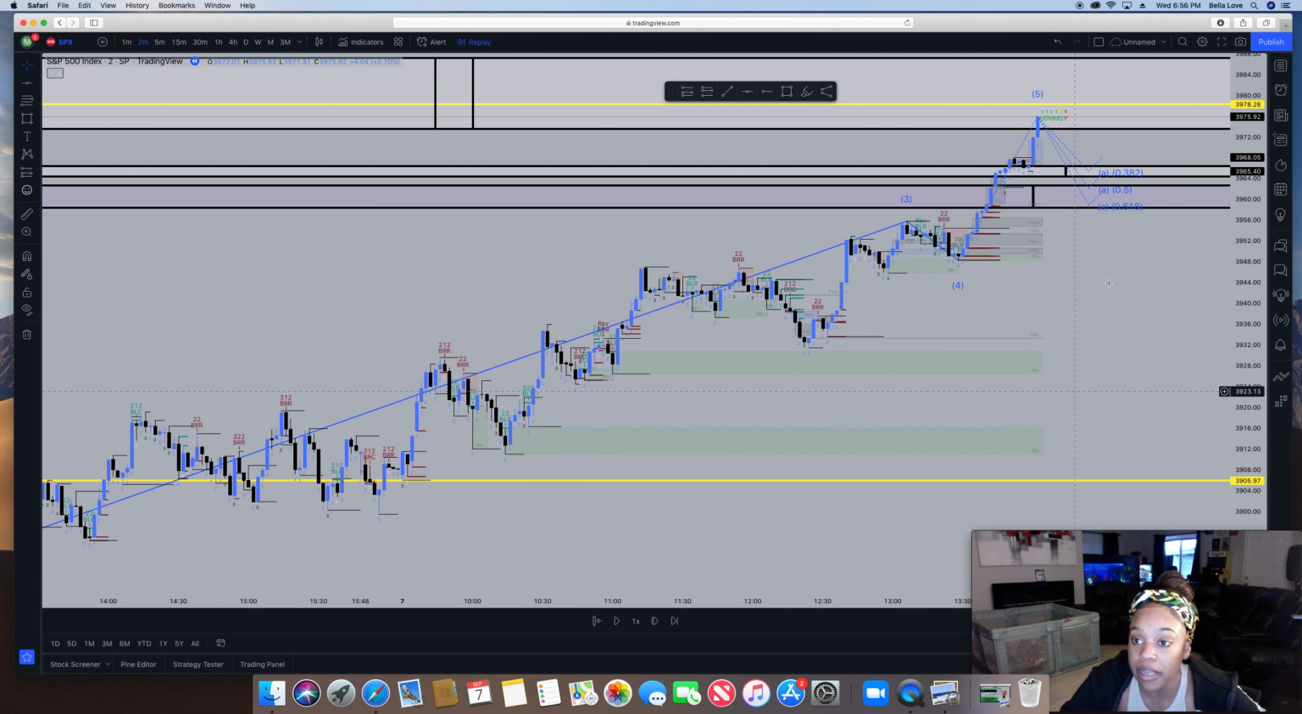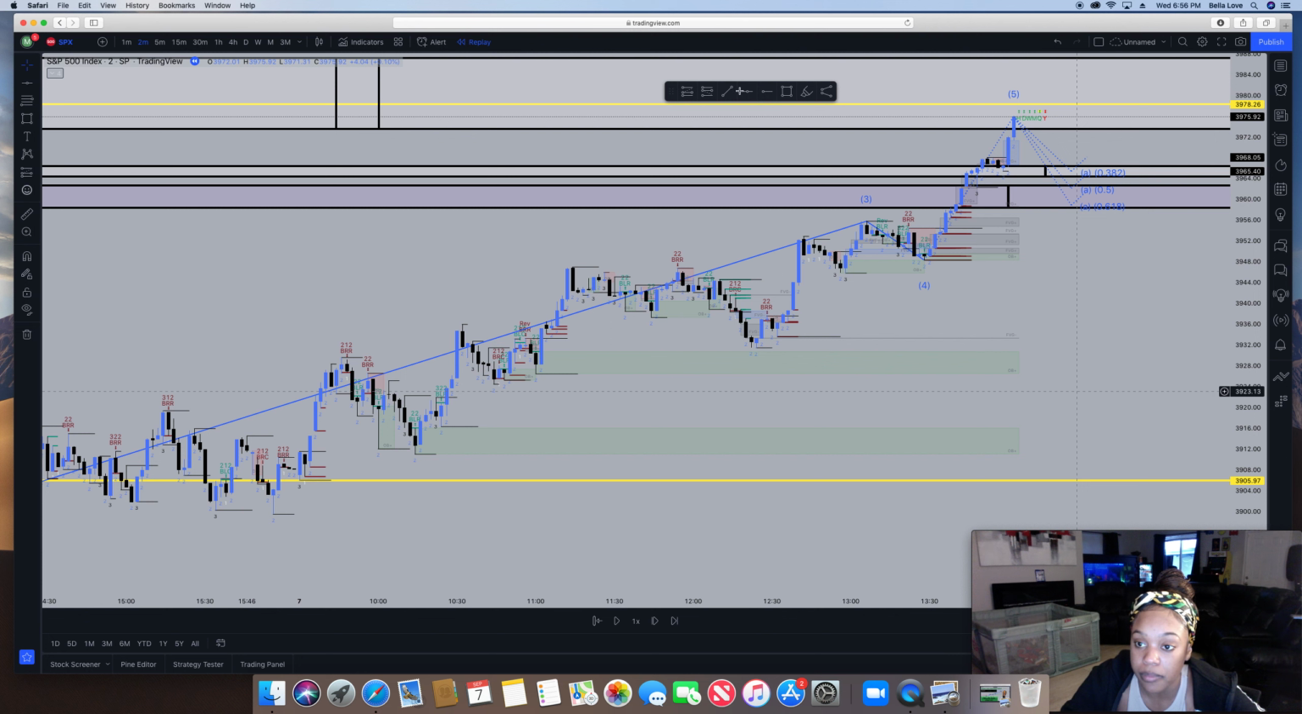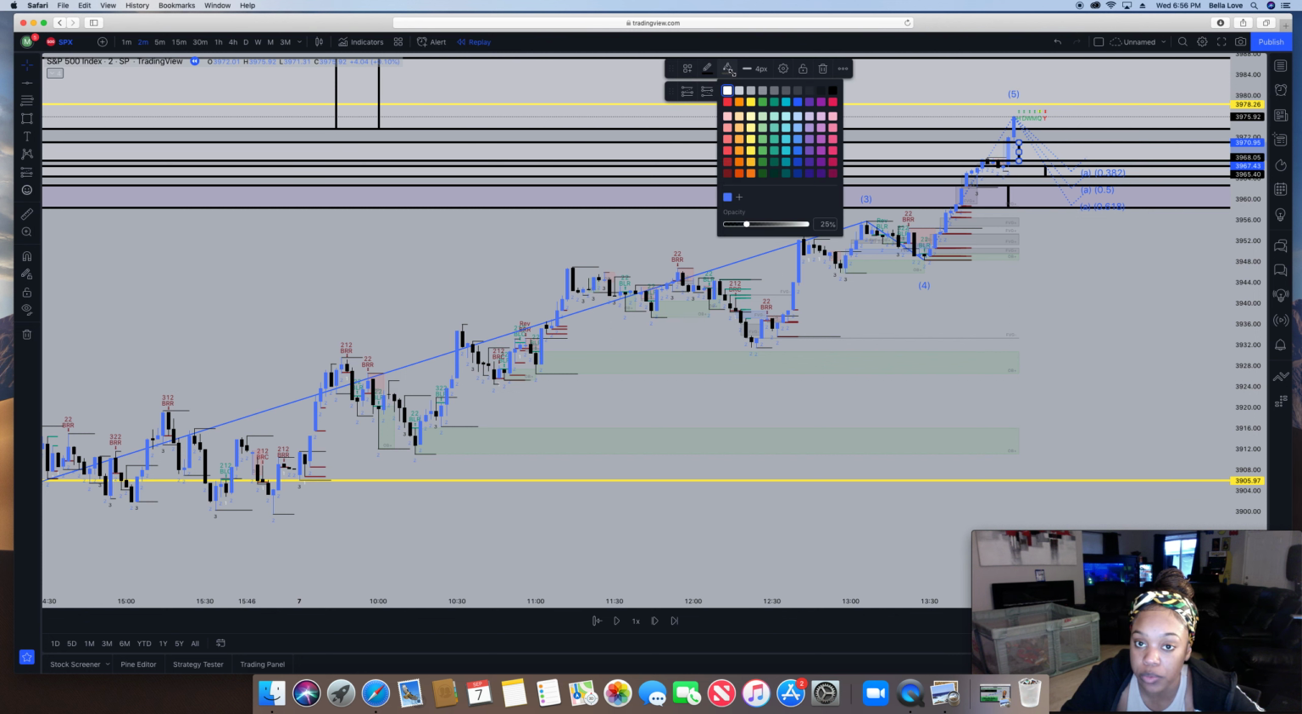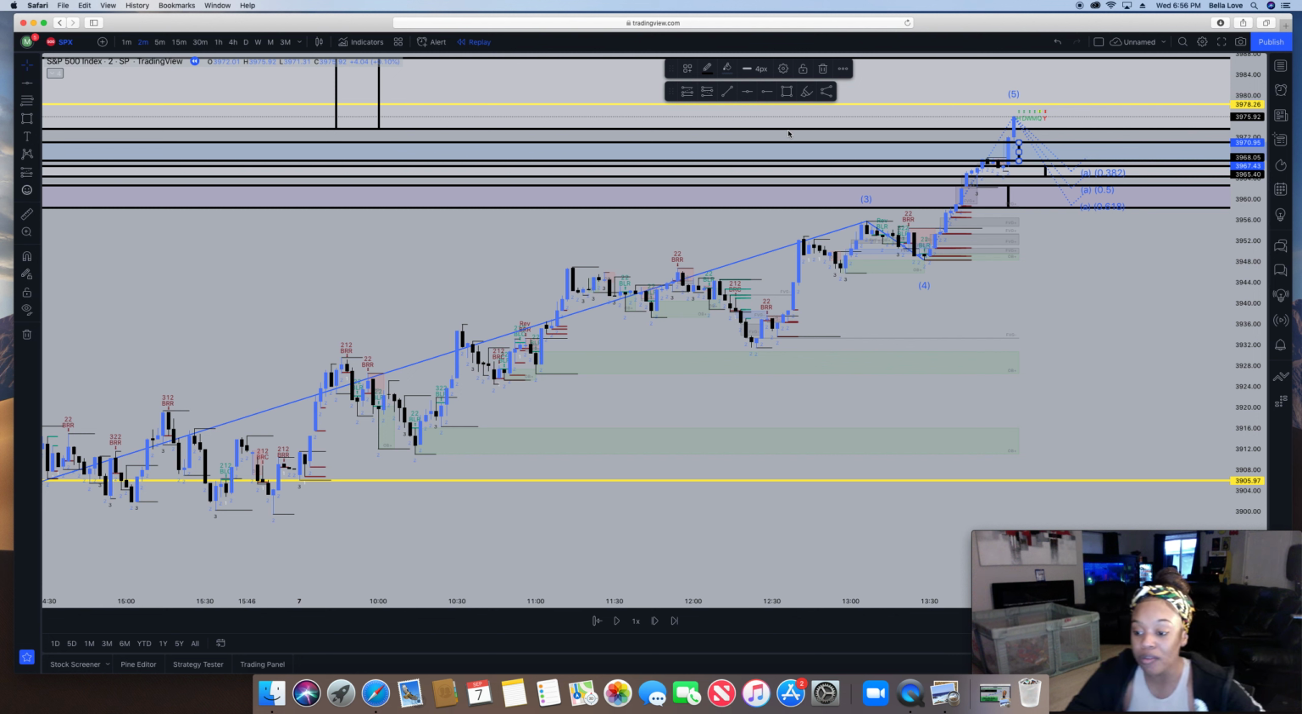Right here, I am looking for a pullback. On a 2-minute chart, I mark my fair value gaps blue. So this is where the TTOs come in, and this is how you can find entries to enter for a profitable trade. You never want to catch the trade on a run up.